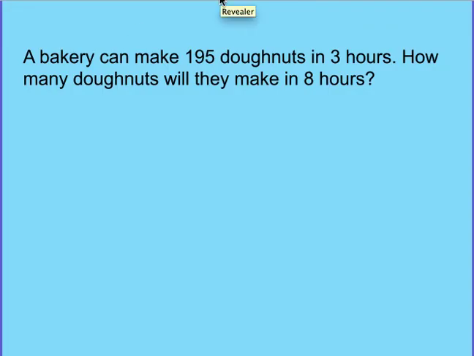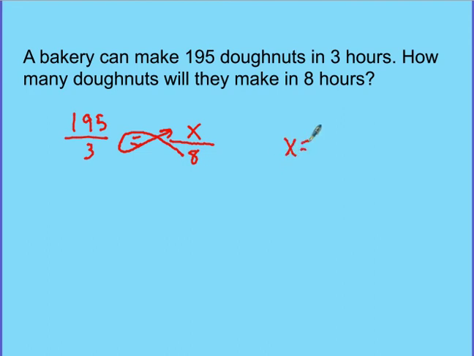A bakery can make 195 donuts in 3 hours. So the first thing you have to do is set up your rate. Time goes on bottom, 195 over 3. And then how many donuts will they make in 8 hours? So we're going to set up a proportion. 8 goes on bottom because it's 8 hours. So there's an X here. I don't know what that number is. So where do I start? 8, go diagonal. 8 times 195 divided by 3. 520. X equals 520 donuts in 8 hours. Okay?